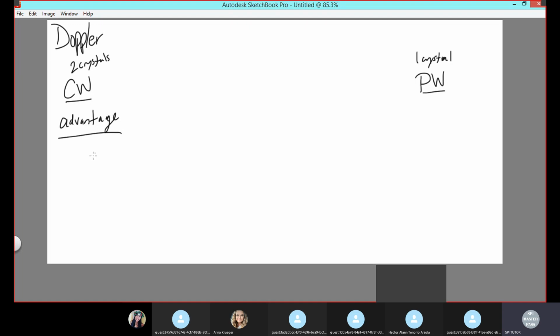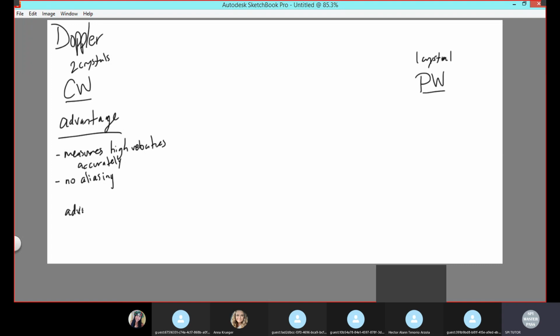All right. The advantage of continuous wave is that it measures high velocities accurately. It actually measures all velocities accurately, but one of the biggest advantages, the focus, is that nothing is too fast for continuous wave. Because of that, we say that there is no aliasing. Okay, and aliasing is the next topic. So there's no aliasing in there.